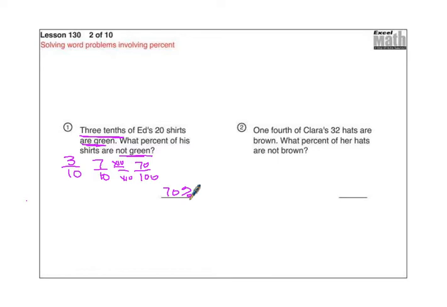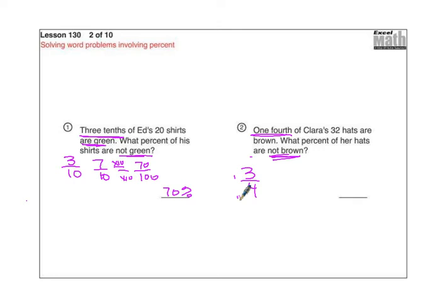Help me out. 1/4 of Claire's 32 hats are brown. What percent of her hats are not brown? So first of all, do they give us some extra information to try to trick us? Yes. What is the extra information? 32 hats. We don't care about that because we just want to change 1/4 into a percent, or in this situation, not really changing 1/4 into a percent because we want to know the not brown part, right? What fraction are not brown? 3/4.